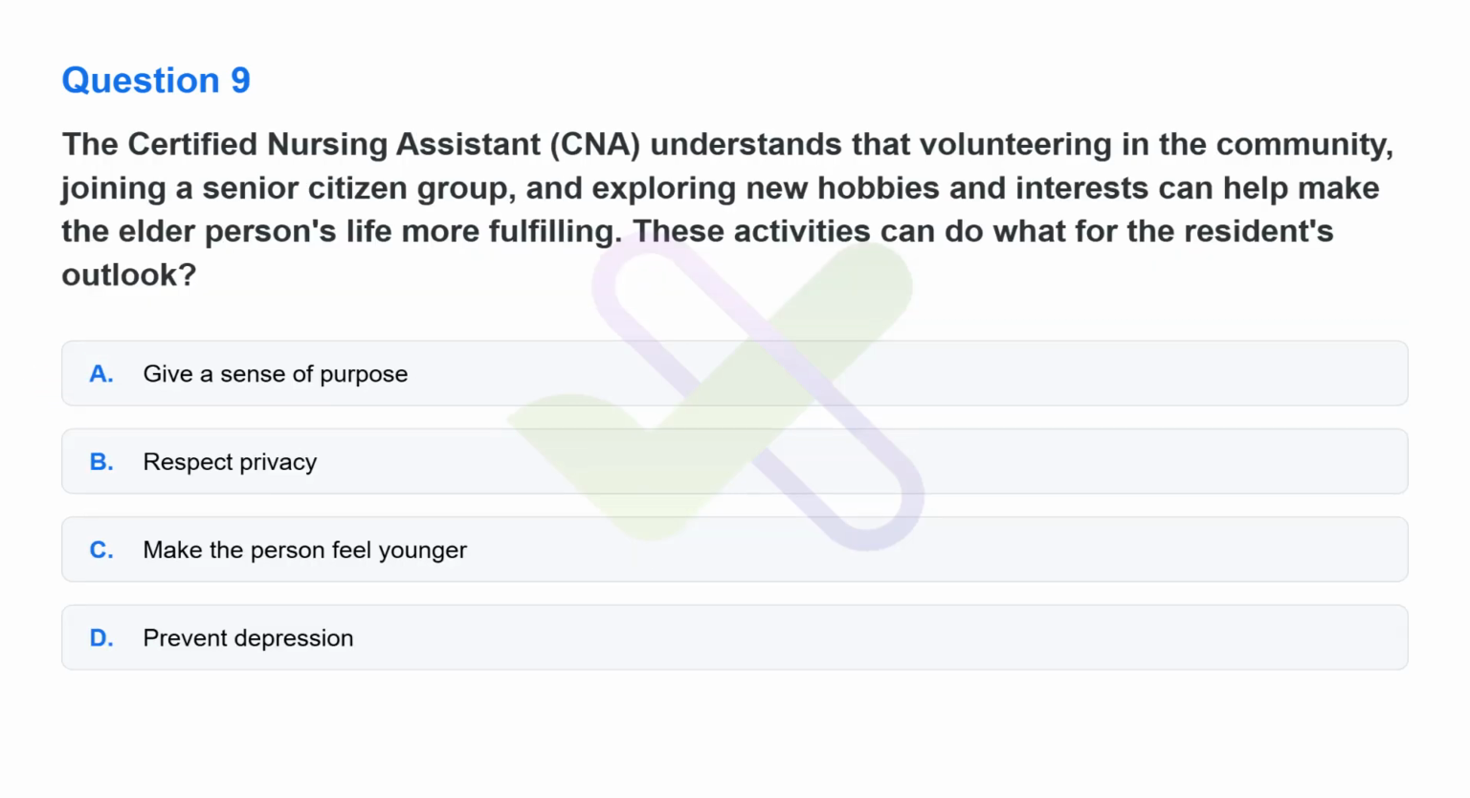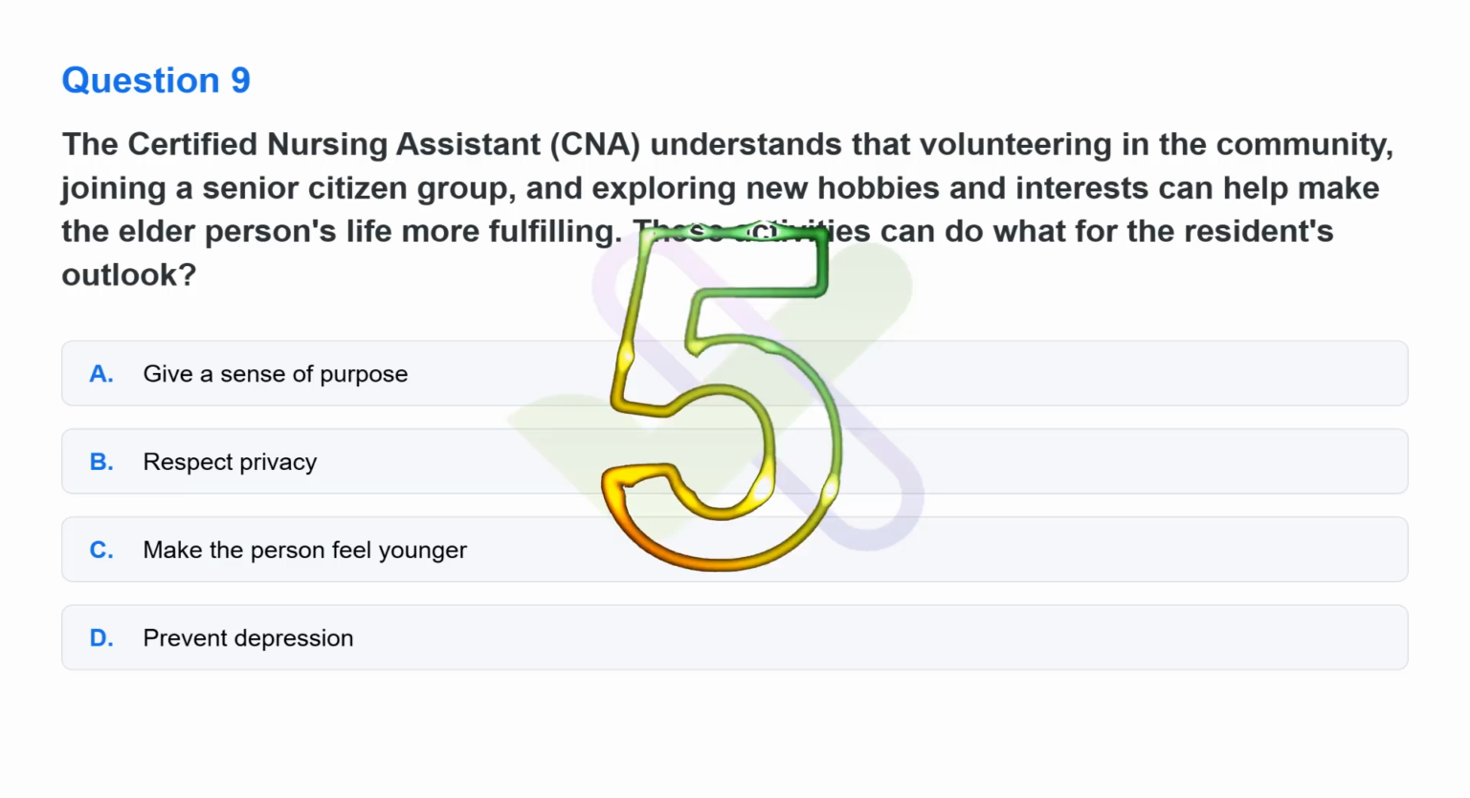The Certified Nursing Assistant, CNA, understands that volunteering in the community, joining a senior citizen group, and exploring new hobbies and interests can help make the elder person's life more fulfilling. These activities can do what for the resident's outlook? A, Give a sense of purpose. B, Respect privacy. C, Make the person feel younger. D, Prevent depression.